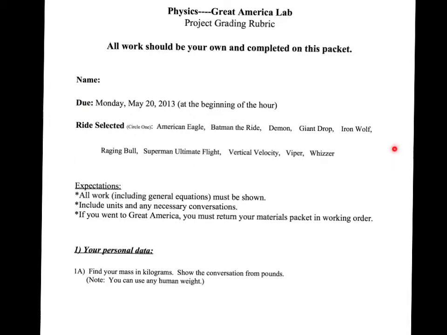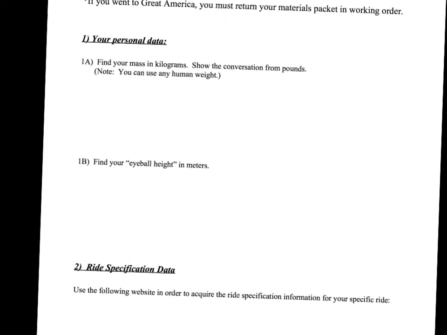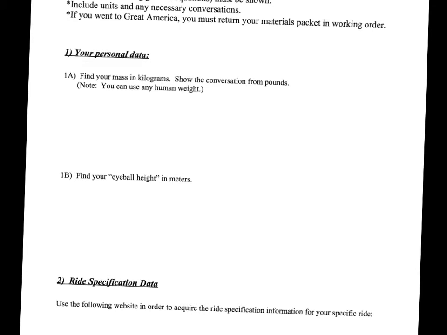You're going to want to go and select a single ride, so one ride. You're going to want to write down your personal information on this one. So information about your mass in kilograms. And if you don't want to use your mass, you can use someone else's mass. That's totally fine. Or a random mass, as long as it's relevant and reasonable. Show the conversion between weight and then kilograms of mass. In addition, make sure you show your eyeball height conversion, and you want to convert that into meters.